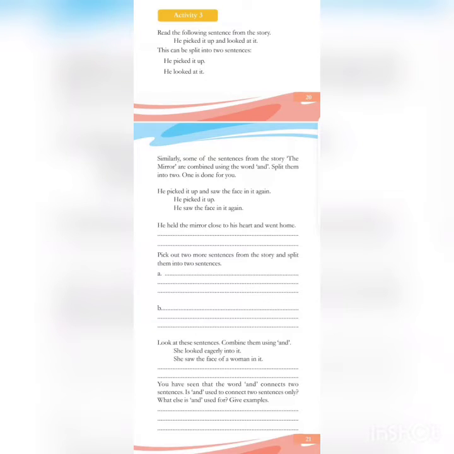Another, they stopped fighting and looked at the pieces. They stopped fighting, first sentence. They looked at the pieces. That is the second sentence. First, you read the passage very carefully and then pick out the sentences from the story. Then split them into two.